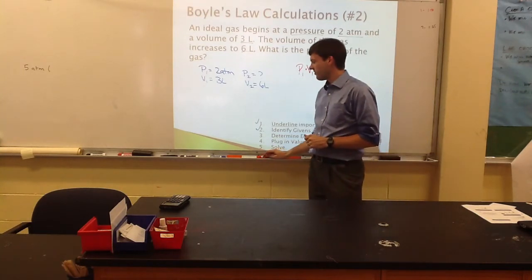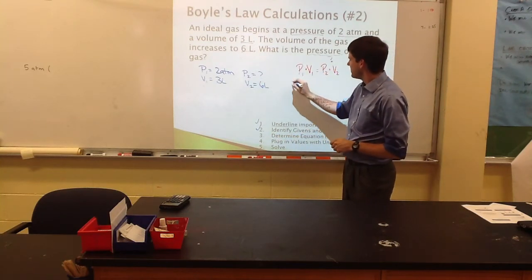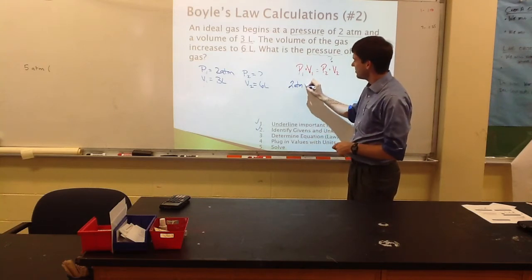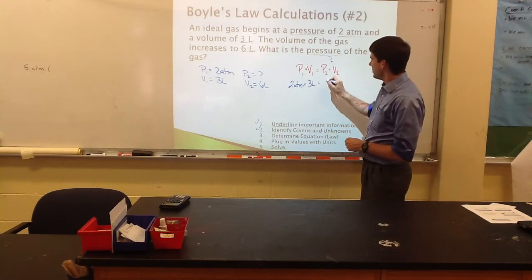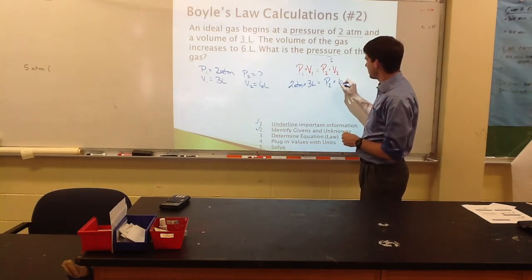We're now going to plug in the values. So P1 is 2 atm. Notice that I'm using units. And V1 is 3 liters. This is equal to P2 times a V2 of 6 liters.